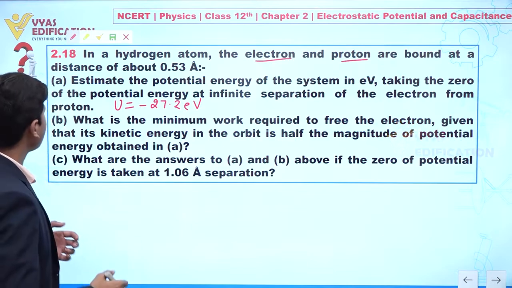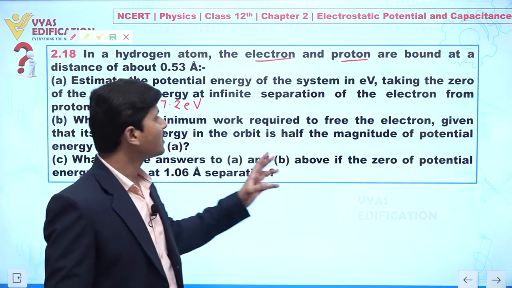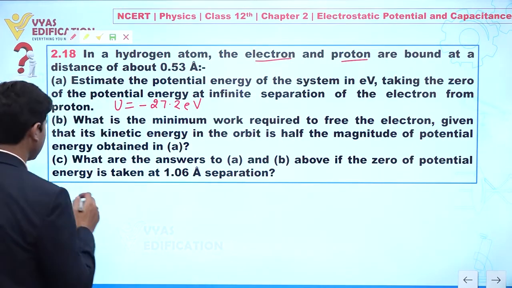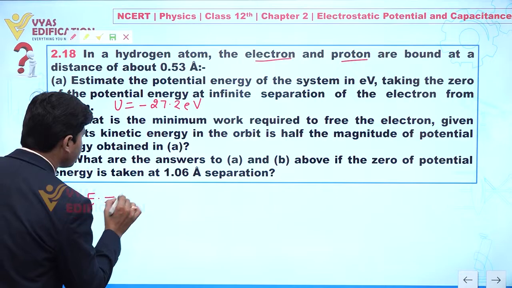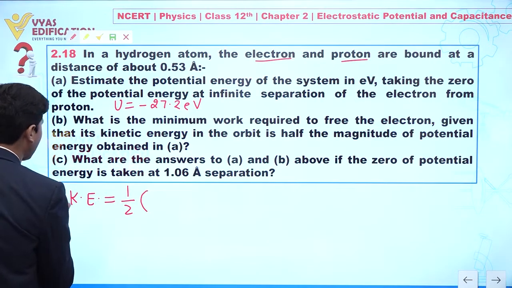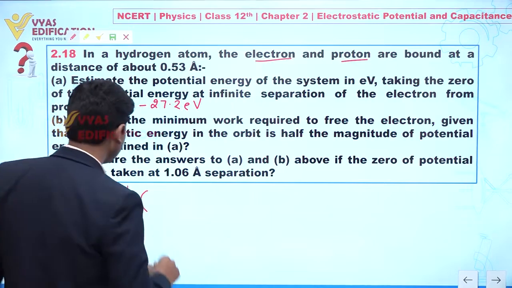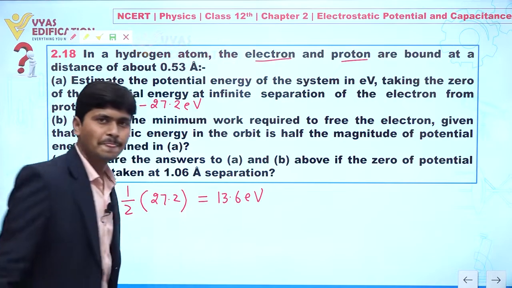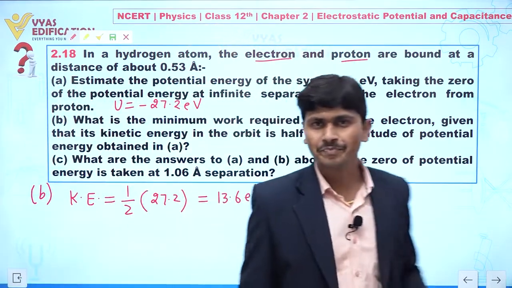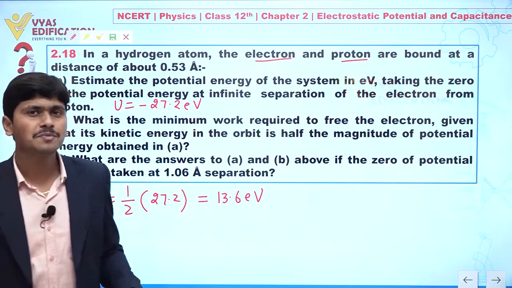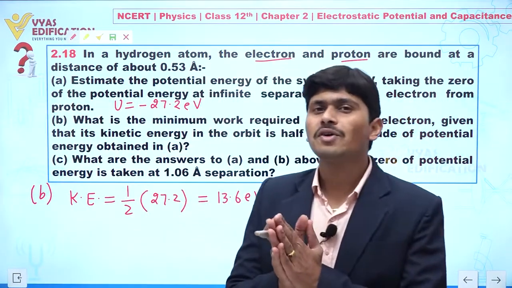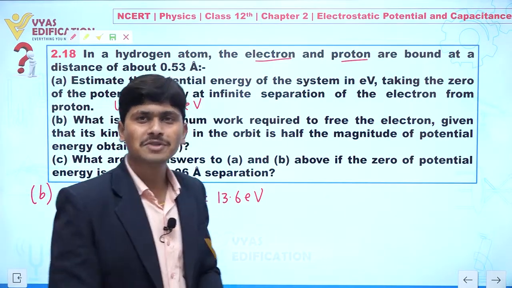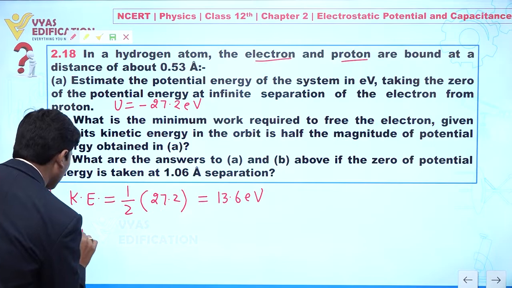Now if we talk about the second part: what is the minimum work required to free the electron, given that the kinetic energy is half of the magnitude of the potential energy. Actually we know kinetic energy is always positive, and it is given as half of the potential energy magnitude, meaning half of 27.2, so this is 13.6 electron volt. So this is the value of kinetic energy. Now our objective here is to calculate the total amount of energy that we have to provide to this system so that we can separate the electron from it. So now we can see the total energy.